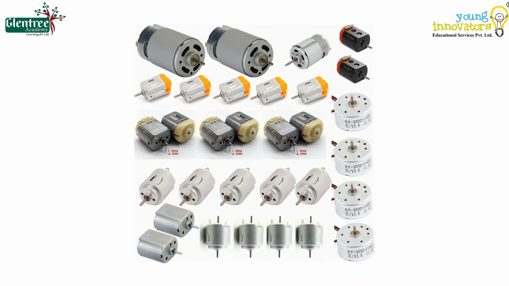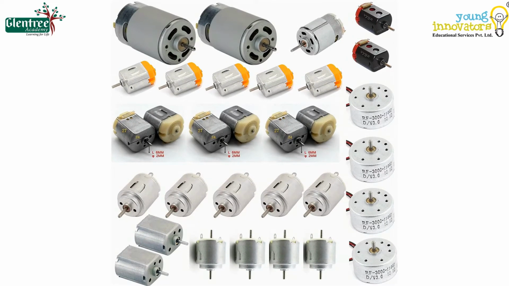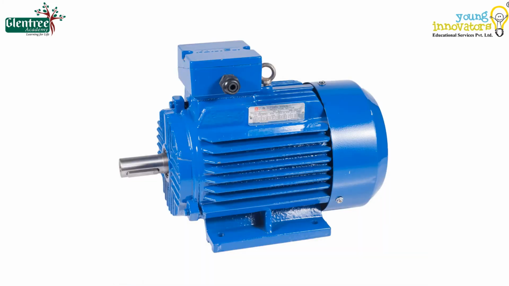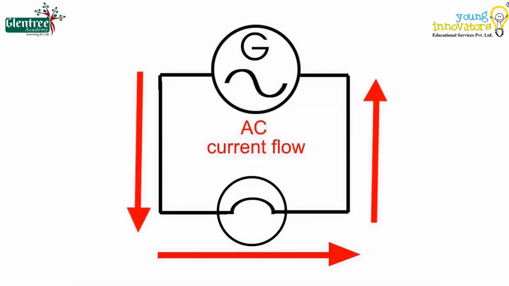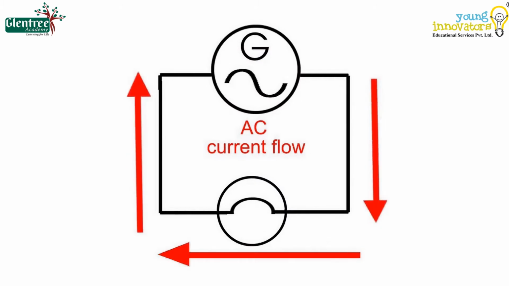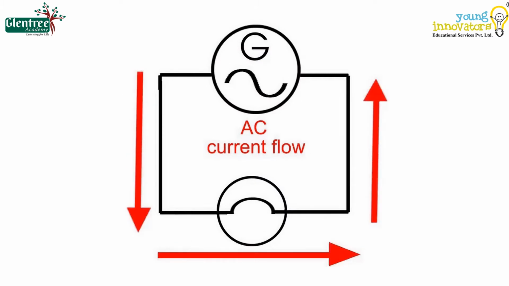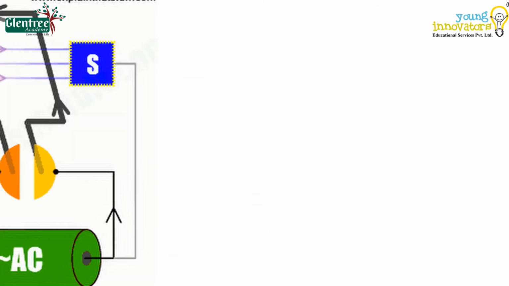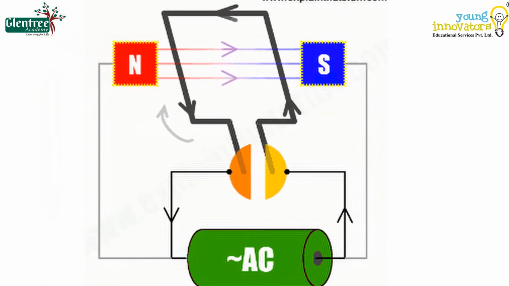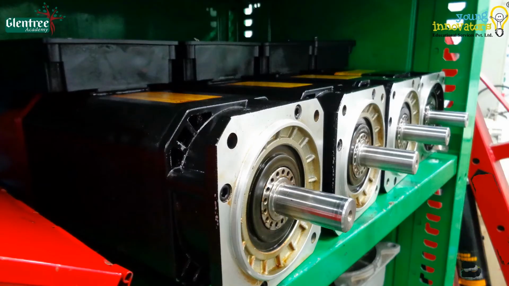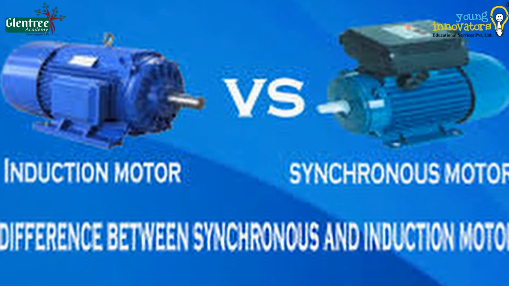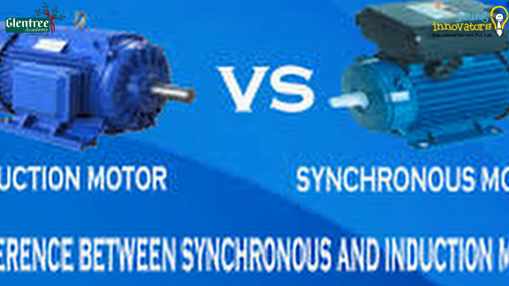Now, coming to the types of motors, we majorly have two types of motors. One, an AC motor. Two, a DC motor. We all know about the current that reverses its direction after a particular time interval, and it is termed as alternating current. The motors that use this alternating current for it to work are termed as AC motors. AC motors are suitable in large and industrial applications. We have synchronous and asynchronous motors in AC motors.